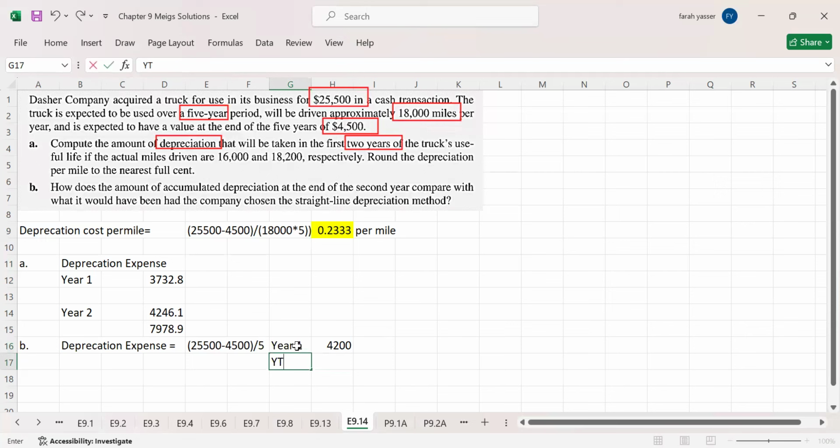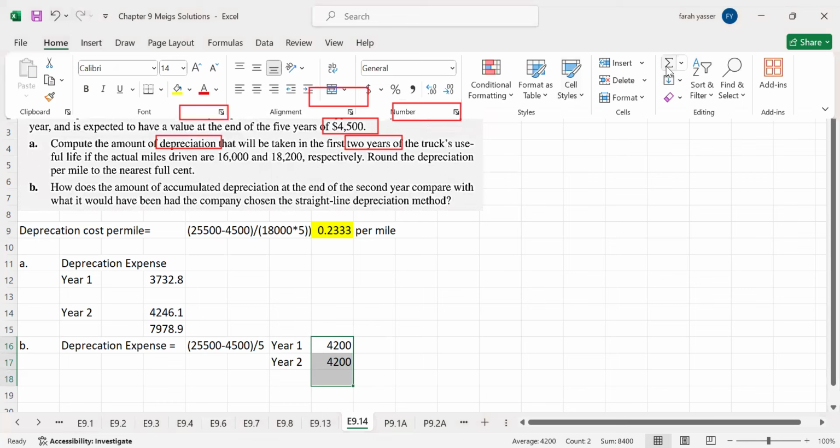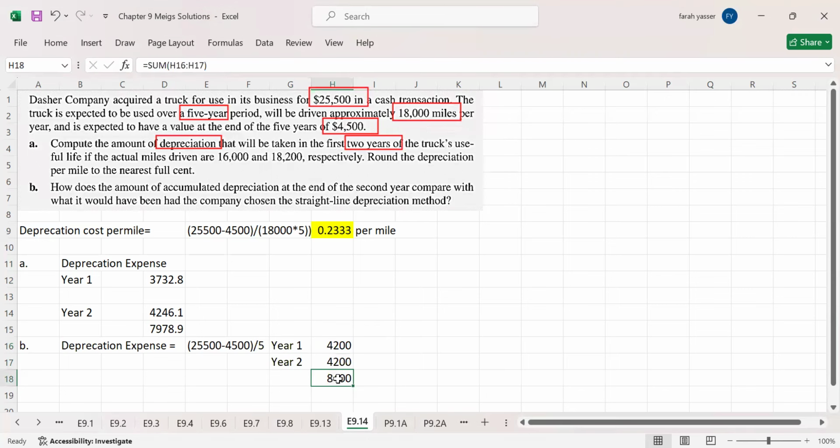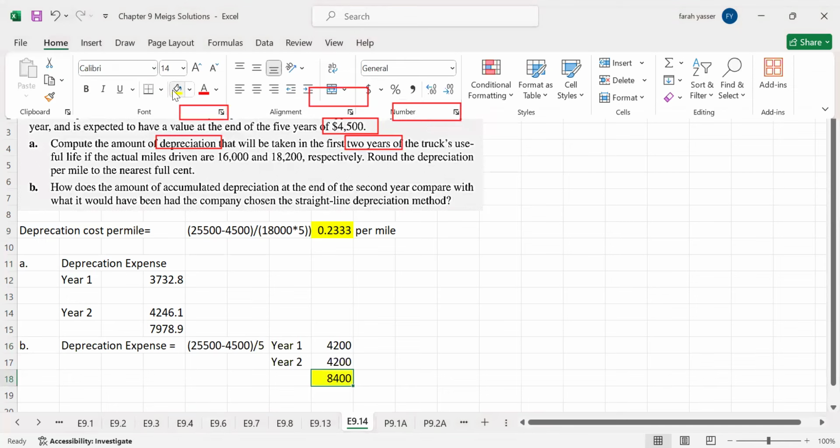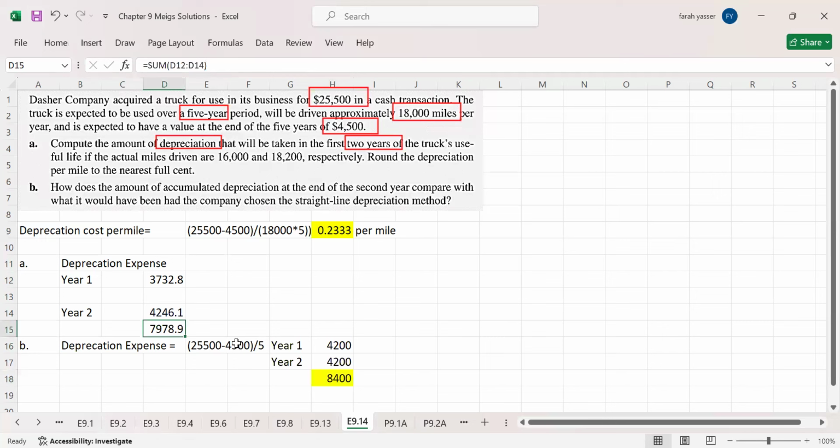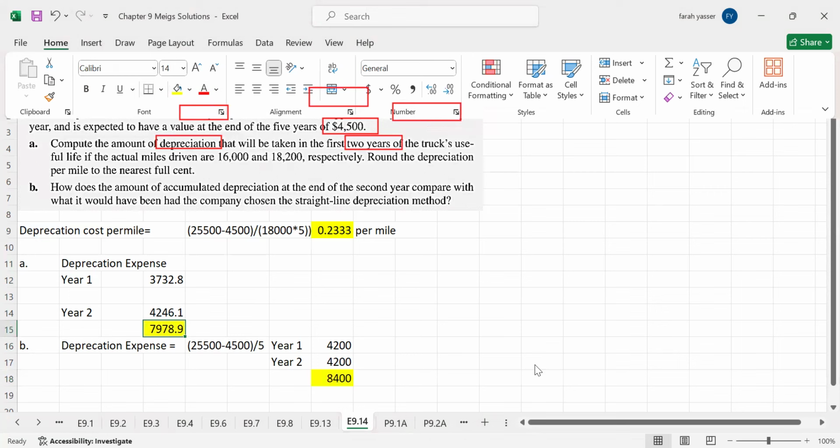So for the two years, year one and year two, as the method says, it is straight line. So in both years the amount of depreciation remains the same, which is 8,400. So collectively, two years of accumulated depreciation is 8,400, whereas in the case of the unit output method, it is 7,979, if we round it.